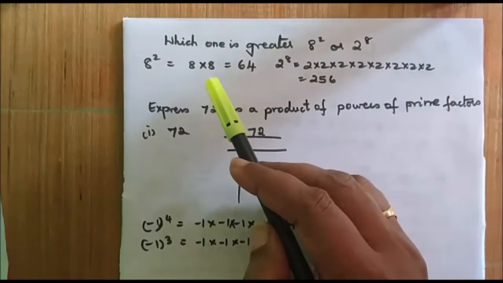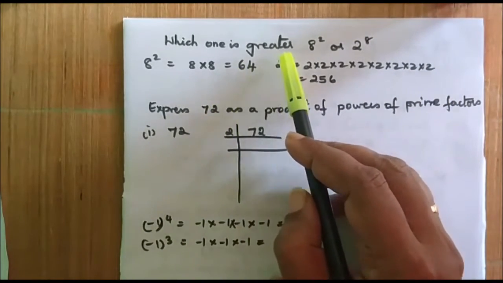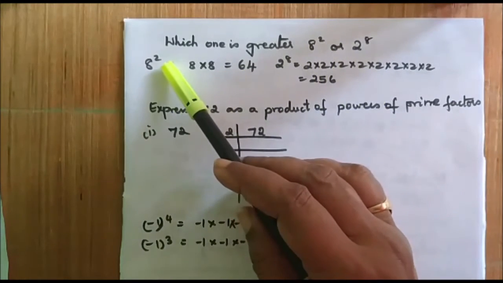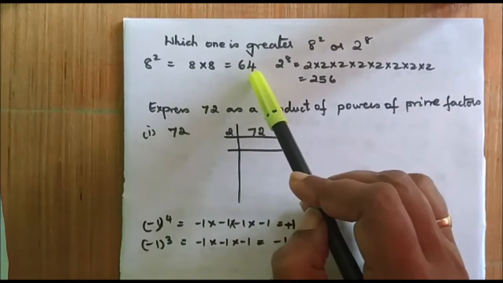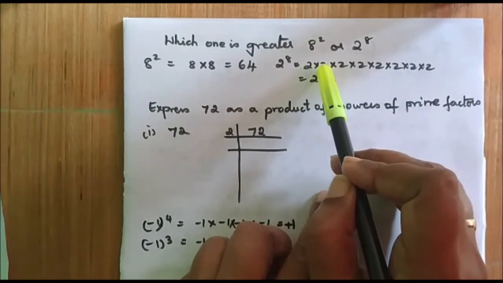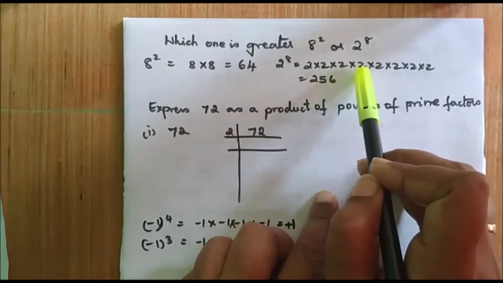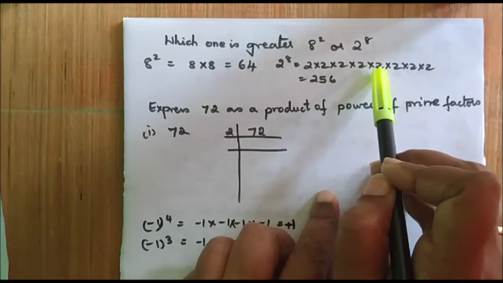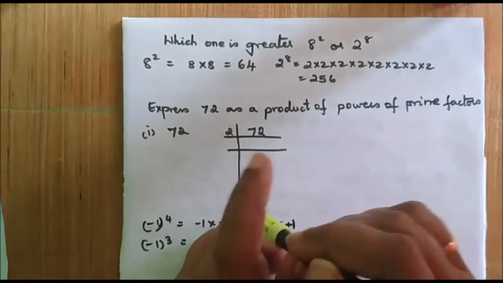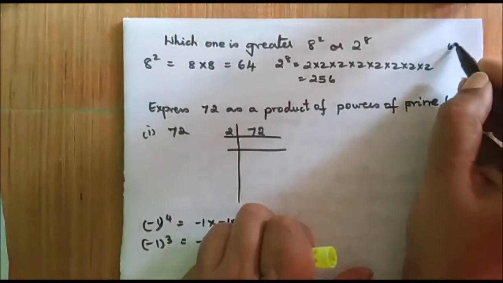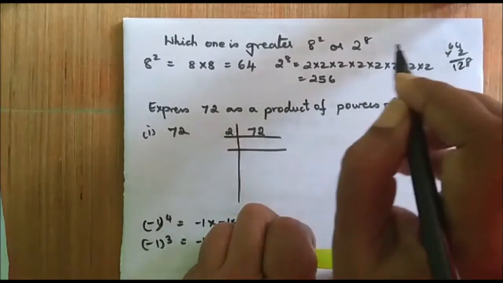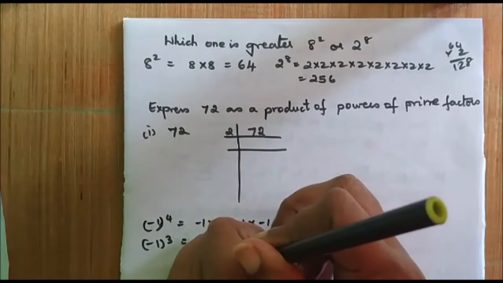Now we are asked a question: which one is greater, 8 to the power 2 or 2 to the power 8? Now what is 8 to the power 2? It is 8 into 8, which is equal to 64. Now what is 2 to the power 8? 2 into 2 is 4, 4 into 2 is 8, 8 into 2 is 16, 16 into 2 is 32, 32 into 2 is 64, 64 into 2 is 128, and 128 into 2 is 256.